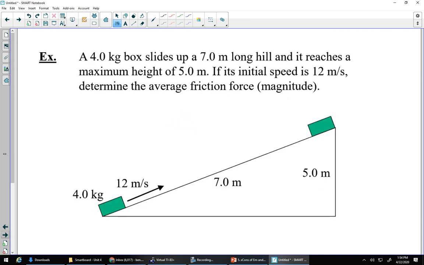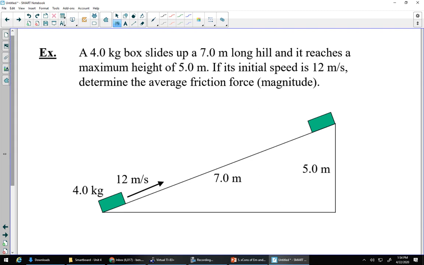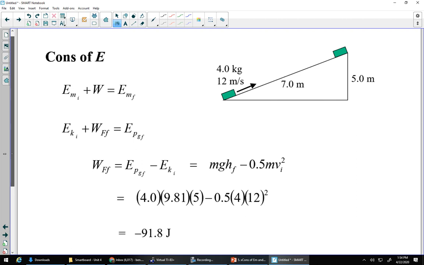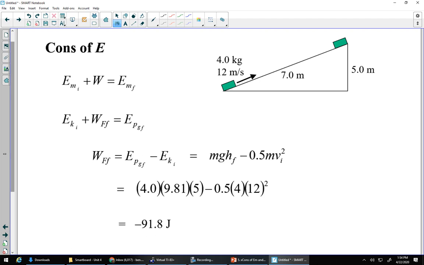Okay, there we go. A 4 kilogram box slides up a 7 meter long hill and reaches a maximum height of 5 meters. If its final speed is 12 meters per second, determine the average friction force. In other words, figure out the magnitude of the friction force. So when I set this up, I'm going to say my total mechanical energy, ETI equals ETF. ETI is now coming from two places: my mechanical energy and the work. ETF is just my mechanical energy that's left over.